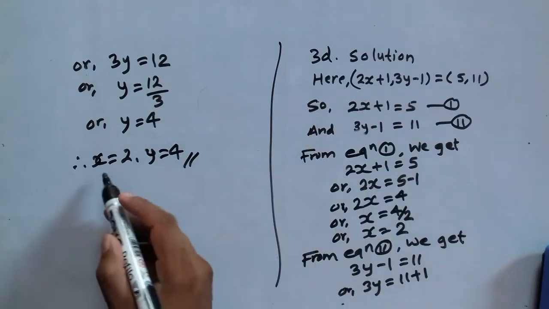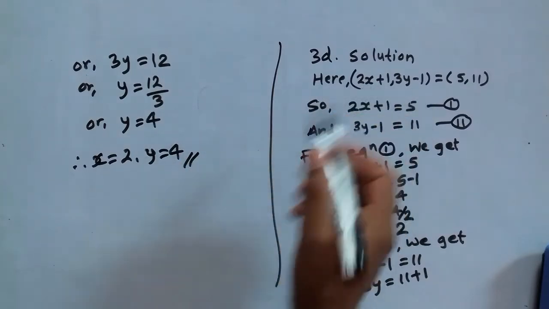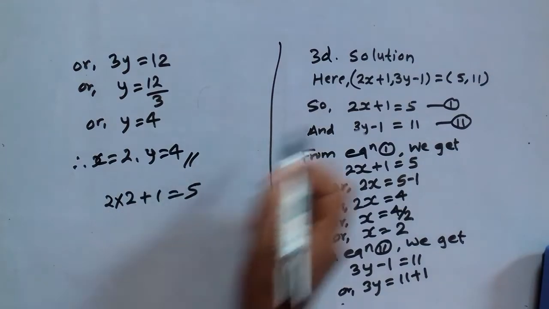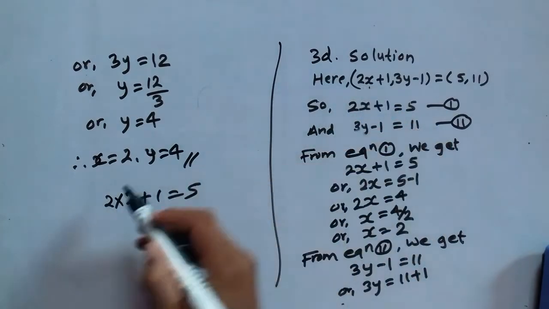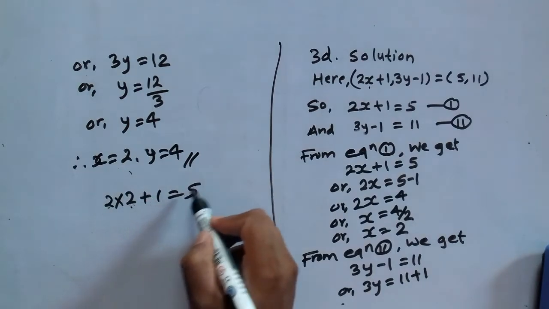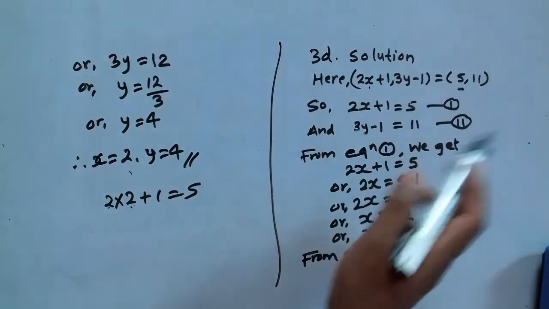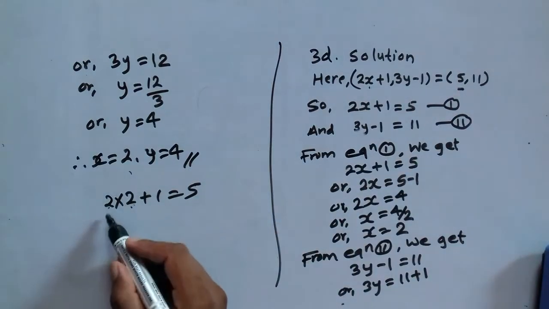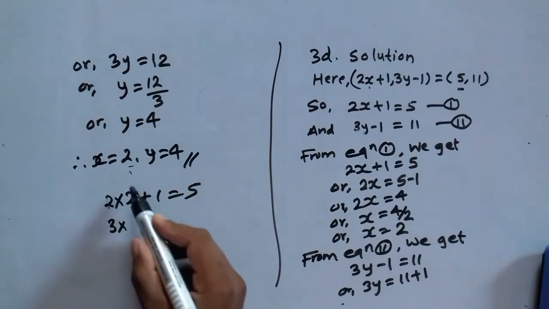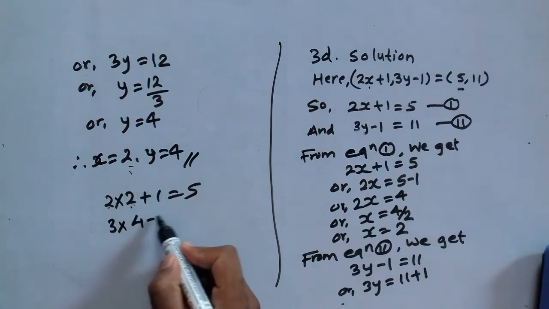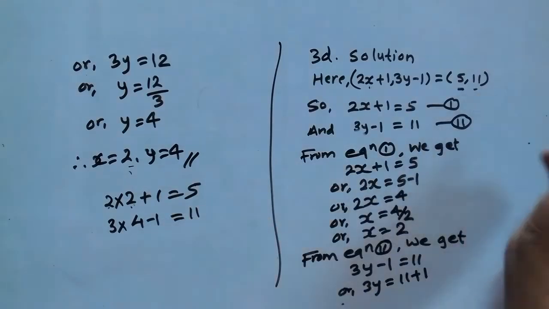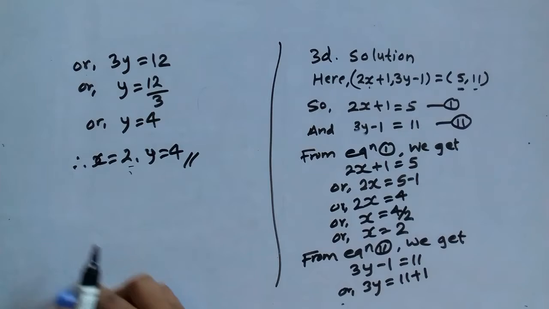You can also check the answer by putting in 2 into 2 plus 1, this is 5. In place of x I have put this value 2, so 2 into 2 is 4, plus 1 is 5, and here it is also 5. So this is our answer. This 2 is right. Now let us check for y. 3 into 4 minus 1: 3 fours are 12, minus 1 is 11. So this is also right.